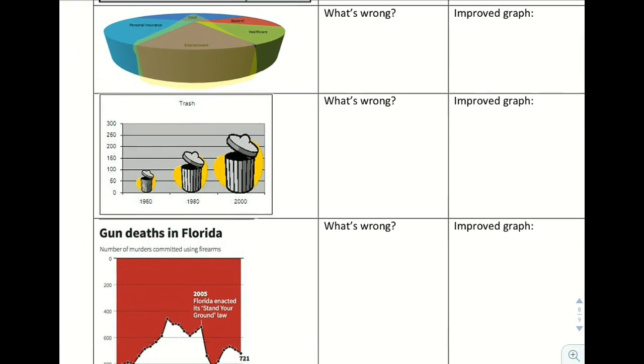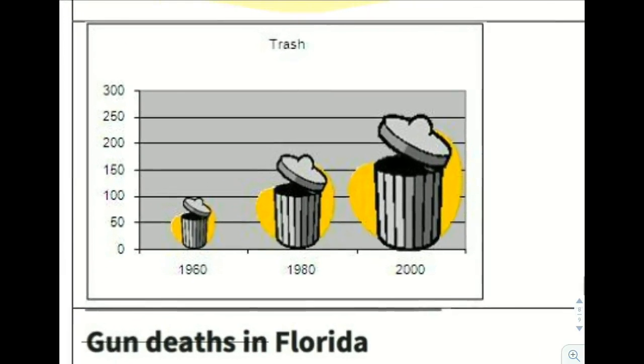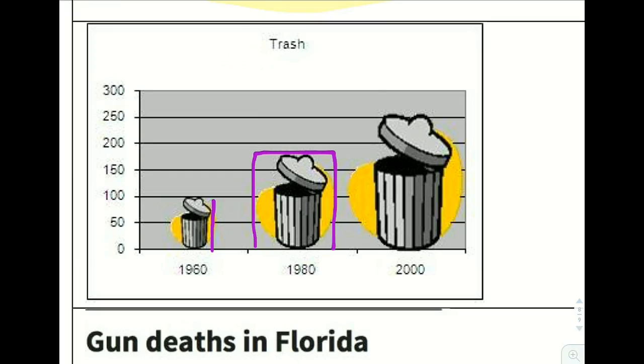This next one has a similar challenge to it. This graph right here, what you'll notice is when this gets twice as tall, it also is going to get twice as wide. So this one right here is almost twice as tall, but it also makes it almost twice as wide. So in actuality, what we have here should be a little more than half of the 1980s box.